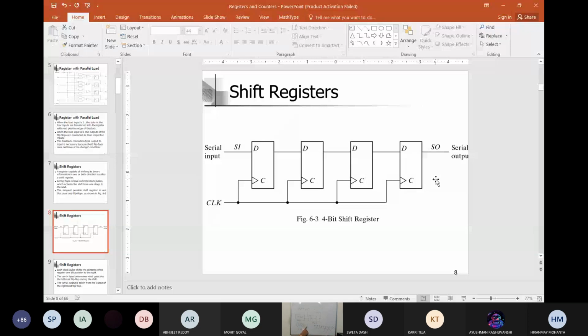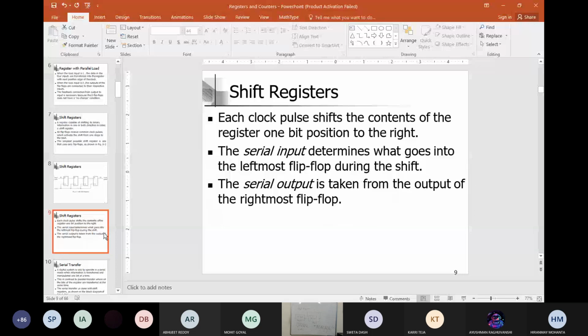So what is at the input side will go to the next one. This is flip-flop 1, flip-flop 2 will receive in the second pulse, flip-flop 3 in the third pulse, flip-flop 4 in the fourth pulse, and at the fourth pulse itself, we will collect the output. Yes or not? So I can say it is a shift register operation. Now, serial in and serial out is there, right?